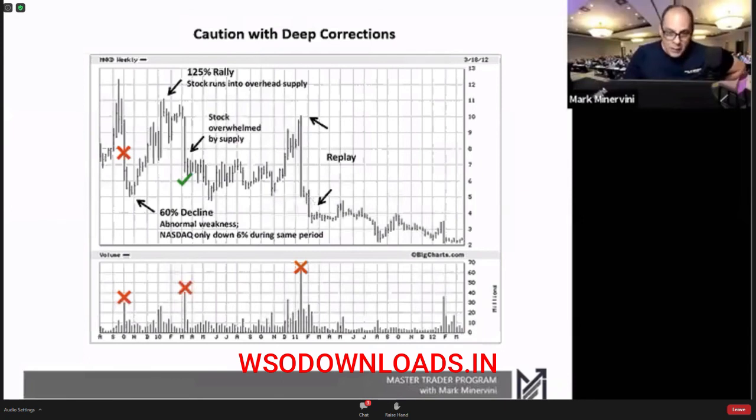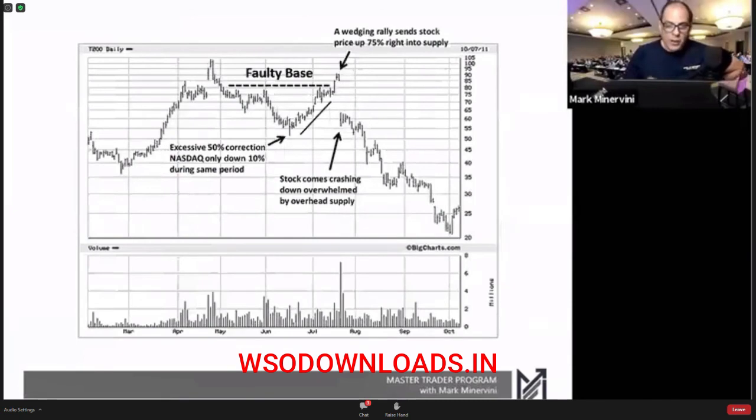All right, let me take another example here. So here's another faulty base that was very abnormal in Travel Zoo. You can see stock comes off 50%. NASDAQ is only down 10% during the same period, comes up that right side. It contracts. It does contract. There's a few other things wrong here that we're not going to get into right now, but we'll talk about later. And then you see how it just comes crashing in, overwhelmed by the supply.